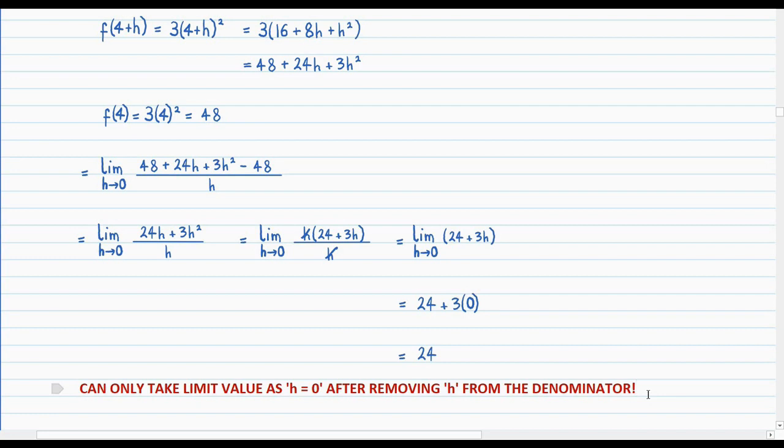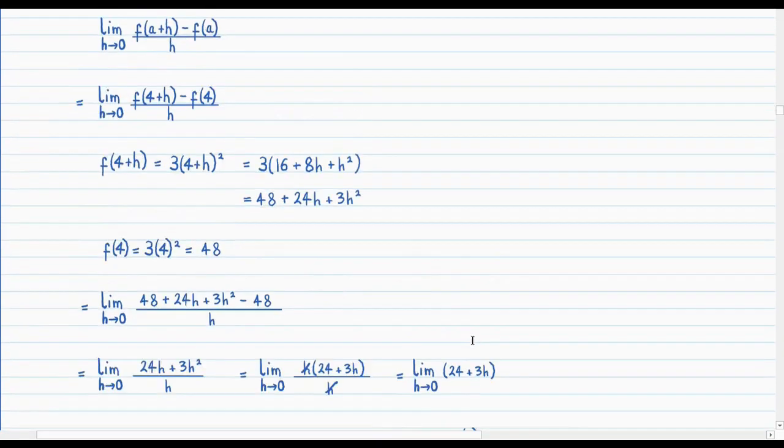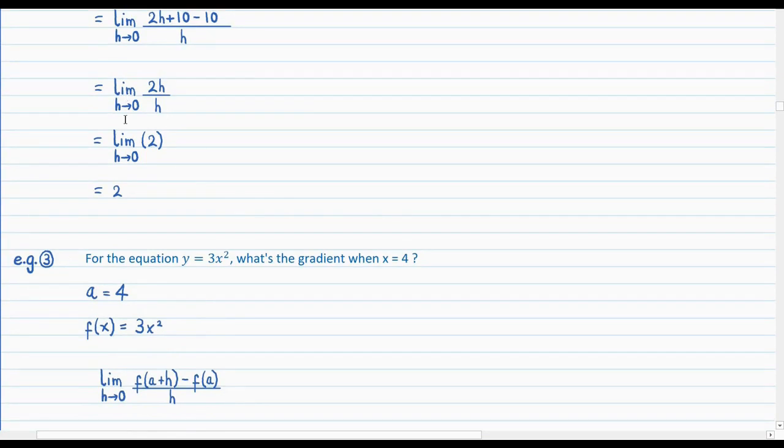In the previous straight line example, we didn't have this step of subbing in the h value as 0 because all the h's had cancelled out. So there's no h left to sub in a value for. Let's look at another example.